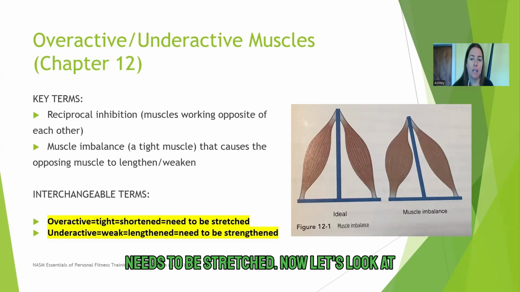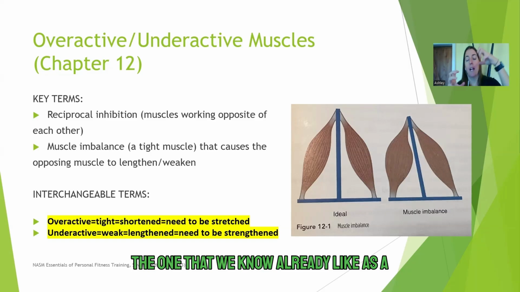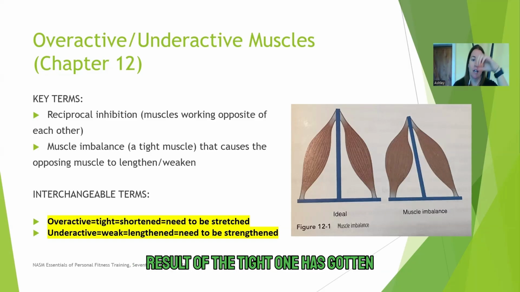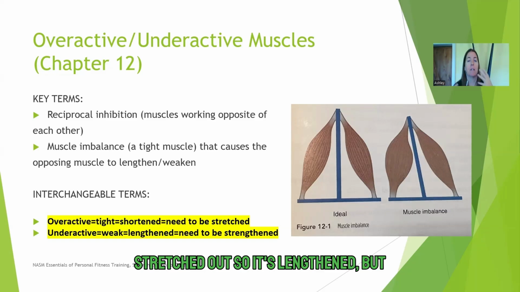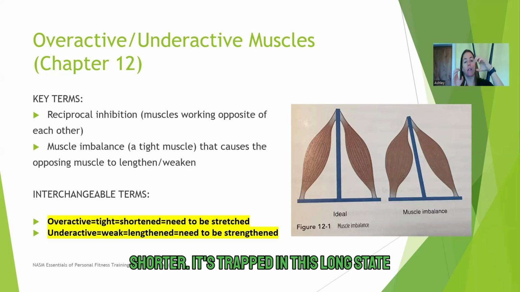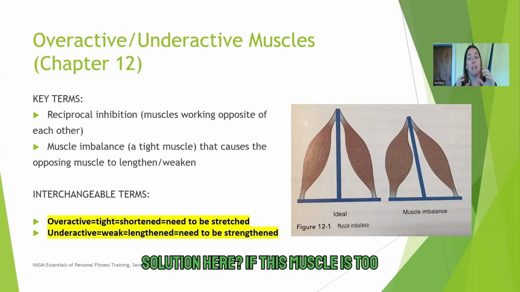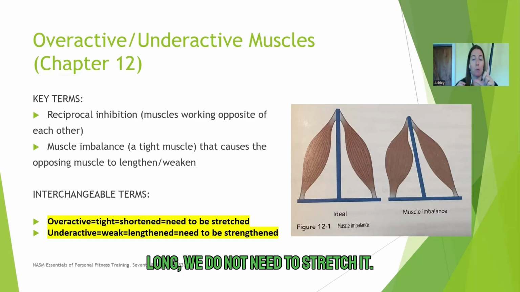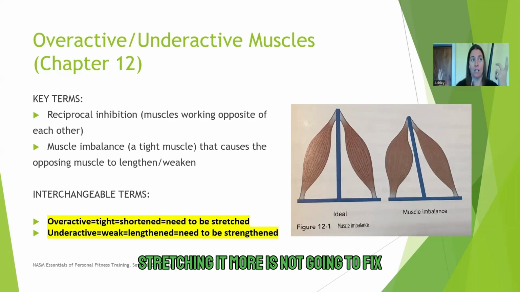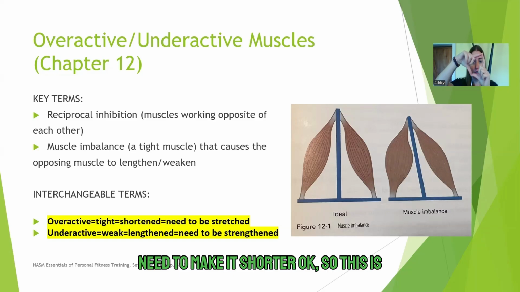Now let's look at the other side. The underactive muscle is the one that we know already, as a result of the tight one, has gotten stretched out. So it's lengthened, but it's also become weak because of that, right? It can no longer be firing, getting shorter. It's trapped in this long state. So it becomes underactive. So what's the solution here? If this muscle is too long, we do not need to stretch it. Stretching it more is not going to fix anything. We need to do the opposite. We need to make it shorter.